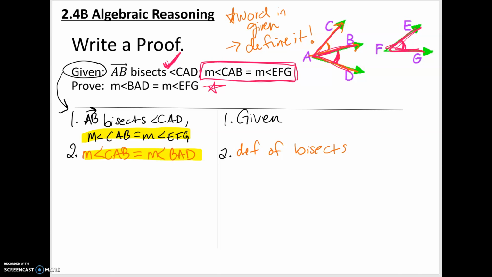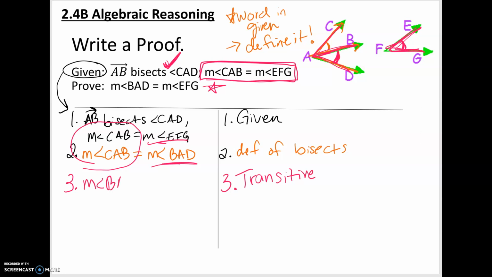Okay, so if I look, I actually see the measure of angle CAB in both of those statements. So what property did we learn yesterday where if something is shared, we can make a statement from what's left? Okay, so remember syllogism was what we learned before, but we said transitive is the property that is like syllogism. So this actually allows me to make a statement from what's left. Measure of angle BAD is equal to the measure of angle EFG, which is exactly what we were trying to prove.